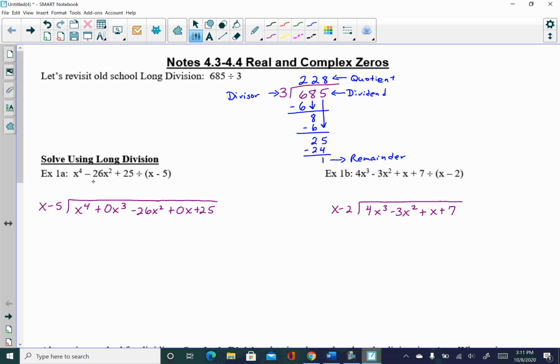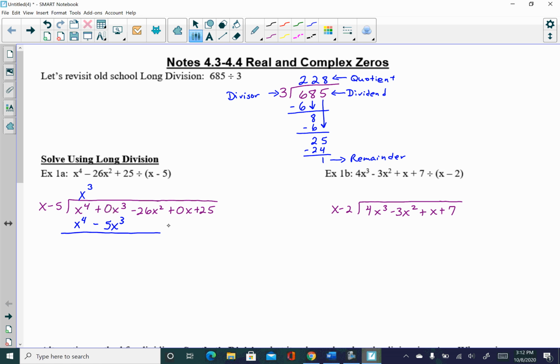So I have x to the 4th. I don't have any x cubed, so I put 0x cubed. Then I put my minus 26x squared. I'm missing an x term, so I put in 0x plus 25. So now I ask myself, x times what gives me x to the 4th? That would be x cubed. Now I take this x cubed and I multiply it times both terms on the outside. So x cubed times x, be x to the 4th. x cubed times negative 5, negative 5x cubed.